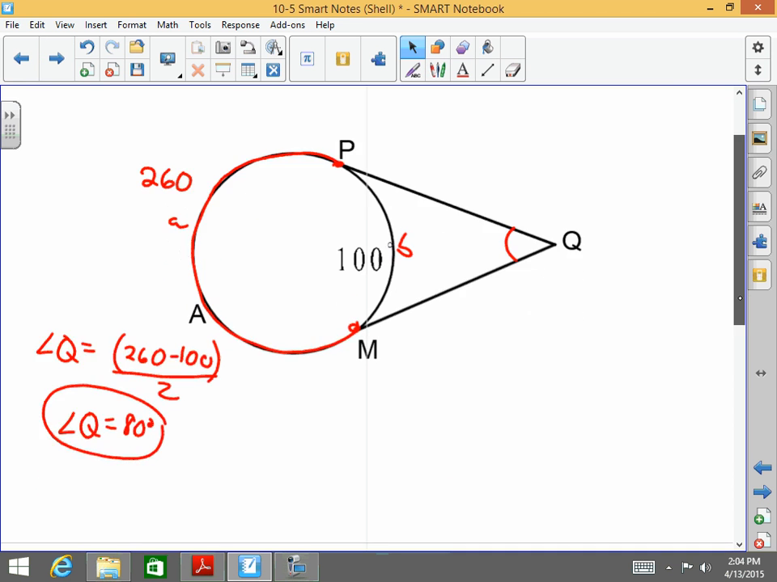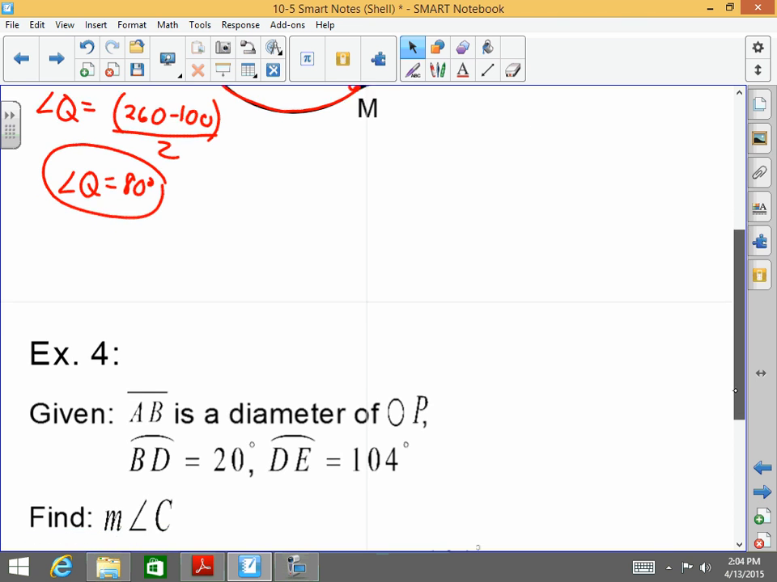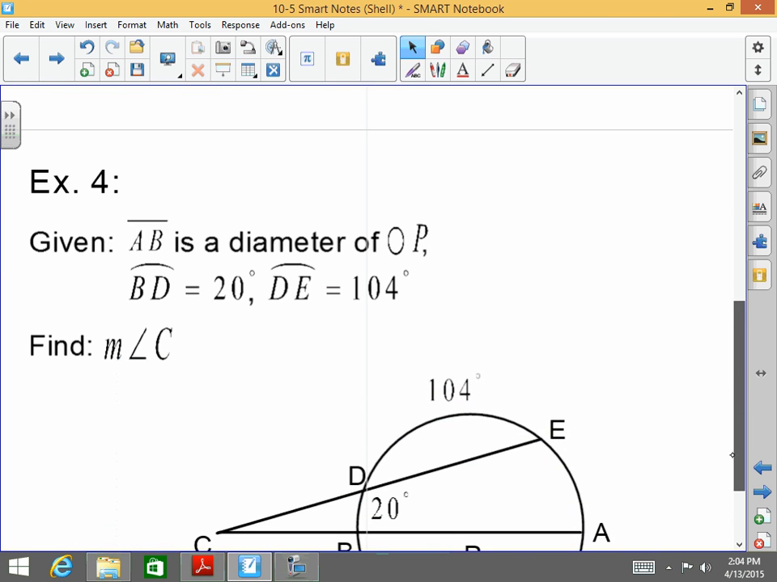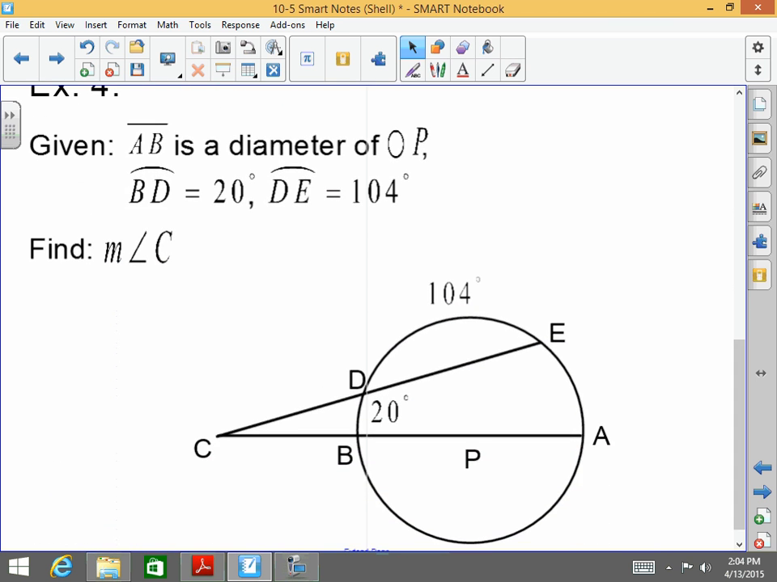All right. How about this guy? Oh, this is a good one. All right. Given segment AB is the diameter of circle O. So that means it does go through the center here, guys. Because it's a diameter. Arc BD is 20. They've labeled arc BD here for you. Arc DE is 104. They've labeled arc DE here for you. I want to find the angle C, the angle measure of C.